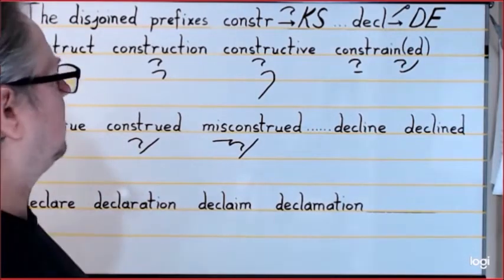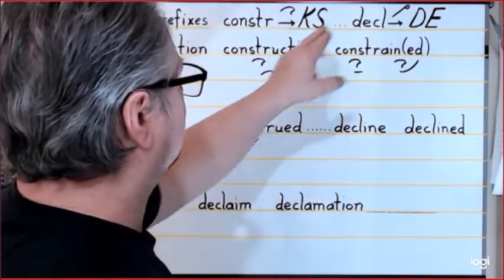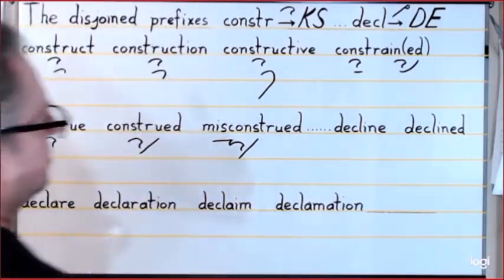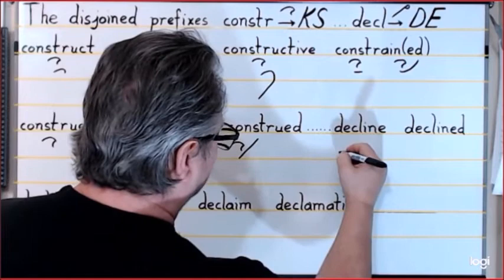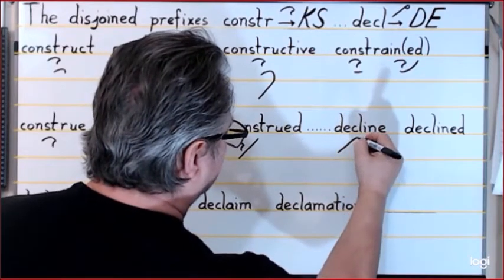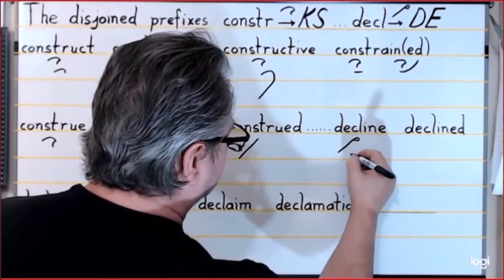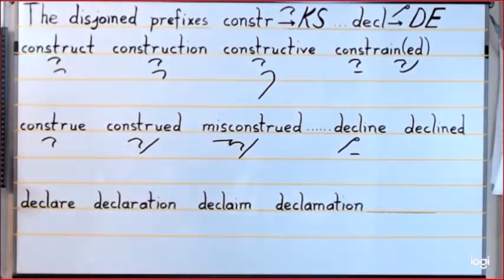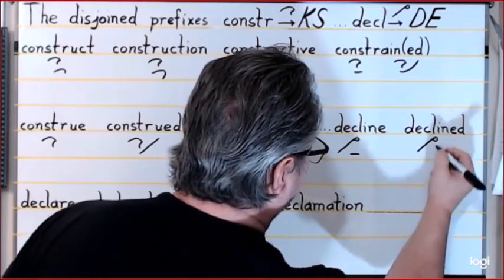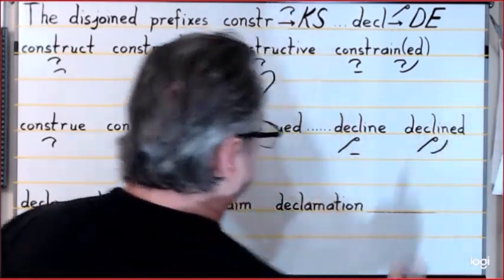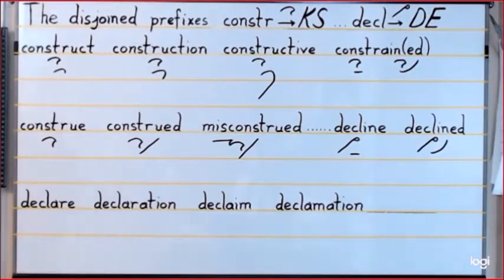And now for the prefix decla, we'll start with the word decline, and the prefix again is DE above the line, and then an N to complete the word decline. For declined, it is a DE and then an NT stroke. For the word declare, it is DER.